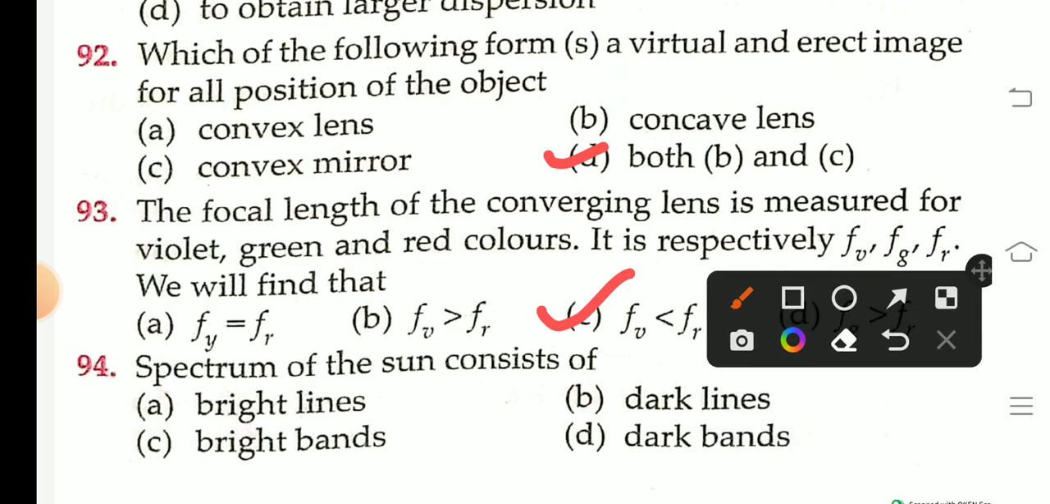Next, spectrum of the sun consists of. Right answer will be option B. Dark lines.